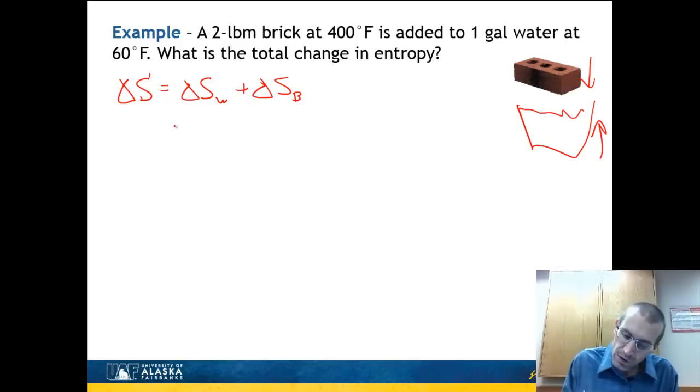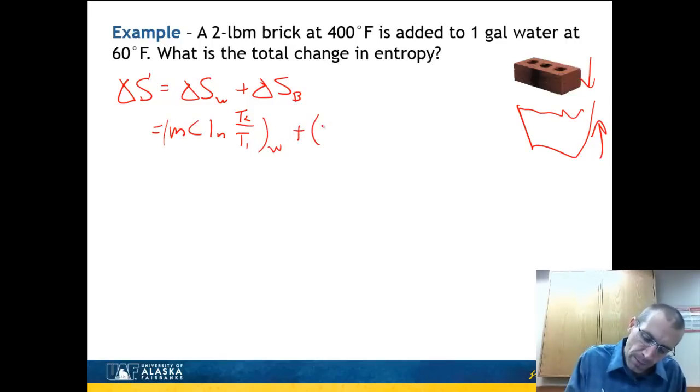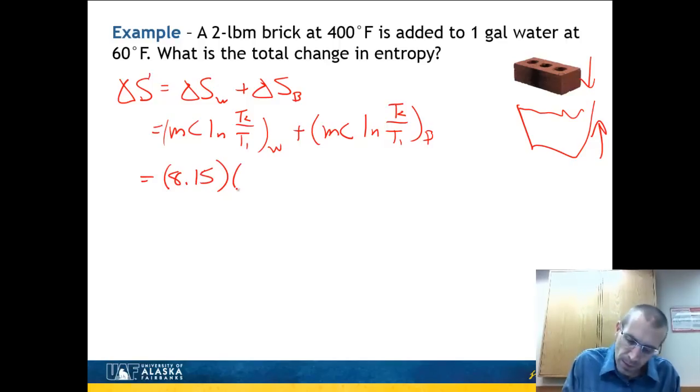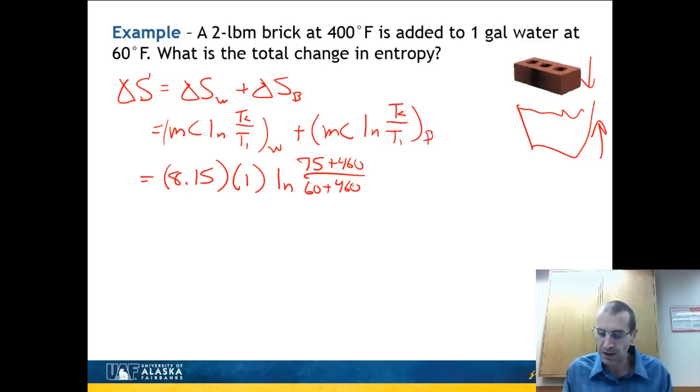So for each one of those, that's going to end up being equal to MC ln of T2 over T1, all of that for the water, plus MC ln of T2 over T1, and all of that for the brick. So we're going to put our numbers in there. For water, we had 8.15 was the mass. C of water was 1. Natural log of T2, that is 75 degrees. And recall, these need to be in absolute, so I'm going to add 460 over 60 plus 460 for T1. So there's the change in entropy of the water.